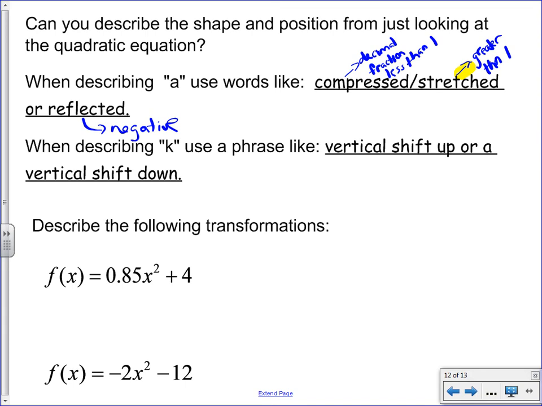Okay, so that's it in a nutshell. When describing K, use phrases like a vertical shift up. We know that is when it's positive. Or a vertical shift down when it is negative.